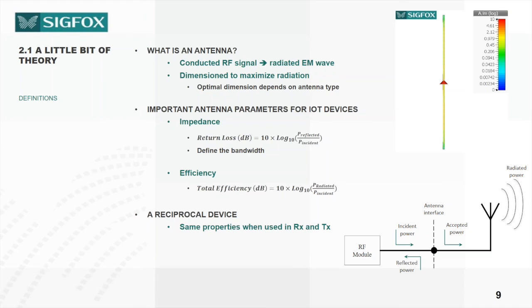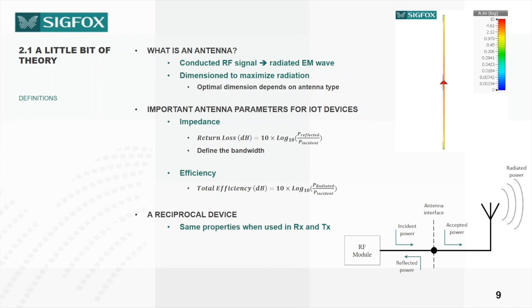The antenna needs to be dimensioned to maximize this radiation, and the dimension of the antenna will depend on the antenna type. For instance, on the right-hand side, we have a simple dipole with the feed point at the middle, and a dipole is usually half a wavelength at the resonant frequency.